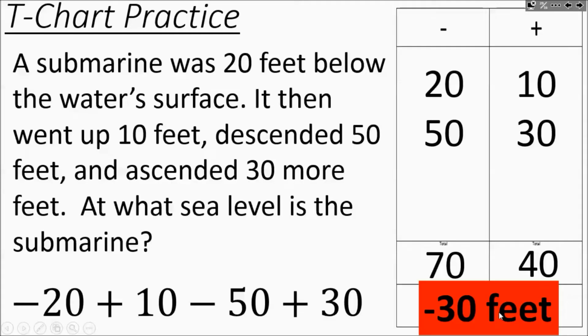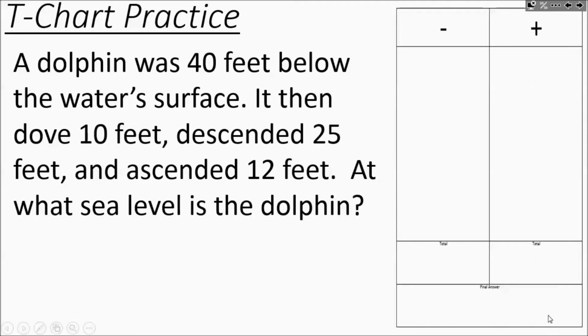All right. So now we have dolphins. Go ahead and read it. We have the dolphin 40 below. It dove 10, descended 25, and then ascended 12. A lot of different numbers representing ups and downs, positives, negatives. So that's what you need to be real careful about.